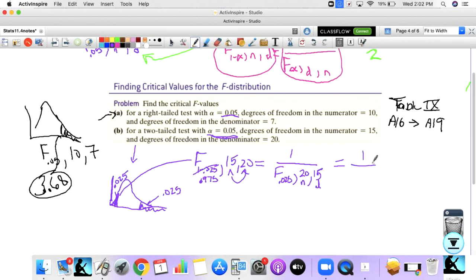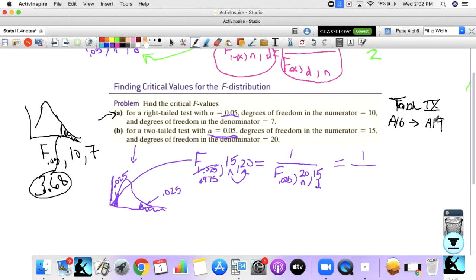I'm going to do 1 over, I'm going to go to my book, to pages A16 through A19, and see what I can do. In the book, I'm looking for 20 degrees across the top, 15 across the left. Looking at 20 degrees across the top puts me on page A19, so make sure you're on A19 now. So 20 across the top is the numerator, and then 15 for the denominator because I flip-flopped them. And then I'm going to look for 0.025. So 0.025 is right in the middle there.